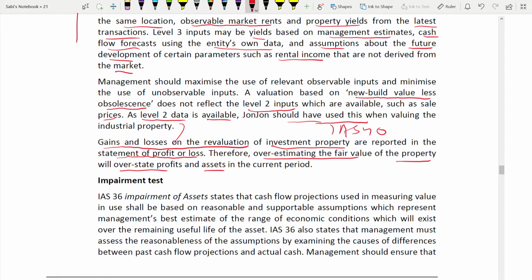So profit will go up. And the same for the asset, the fair value of the property. You'll be showing a higher amount of the asset in your statement of financial position. Therefore, both profit and assets are overstated.